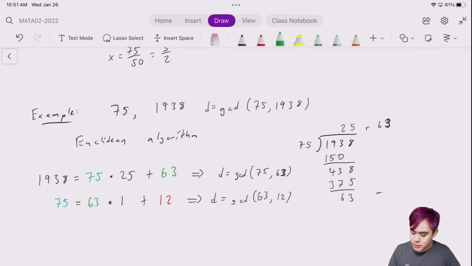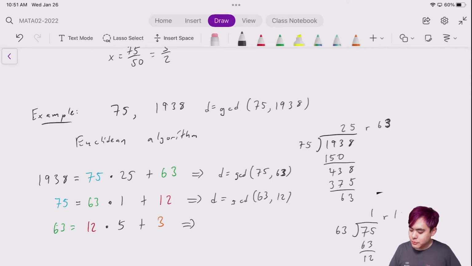So if we keep on going, so we have 63 is equal to 12 times 5 plus 3. Where did the 1 come from? Oh, the 1 because if we have 75 and divided by 63, that's 1, remainder 12. Yeah, so I just didn't write out the long division there.